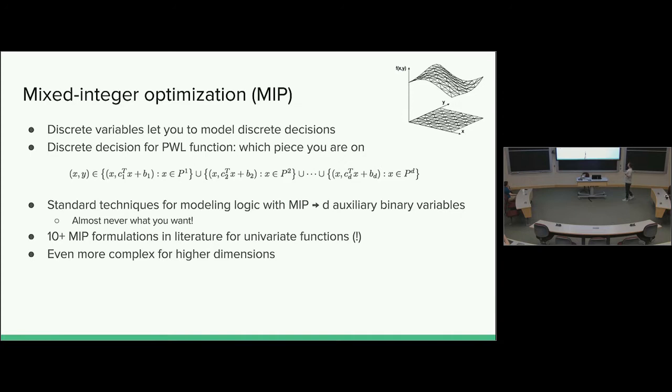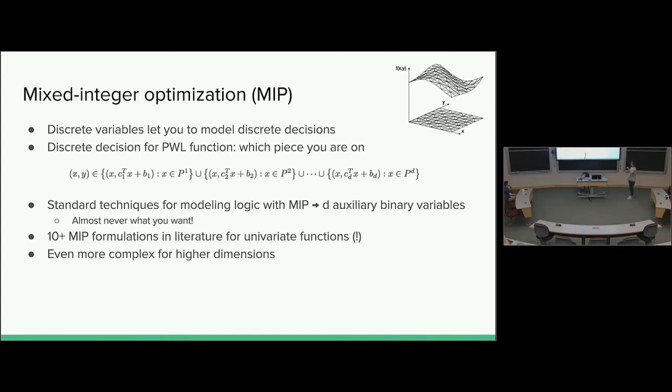When f is non-convex, you have a non-convex piecewise-linear function. One way you can think about formulating it is using mixed-integer optimization. The power of mixed-integer optimization is that you introduce discrete variables, and these discrete variables allow you to encode discrete decisions in your optimization. The discrete decision you have when modeling a piecewise-linear function is which one of the pieces of your domain you lie on.